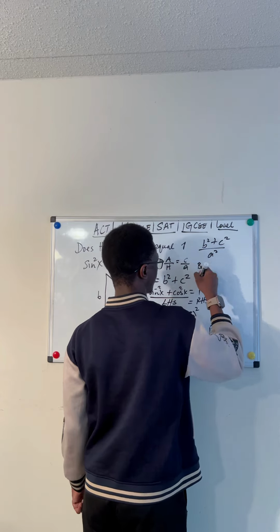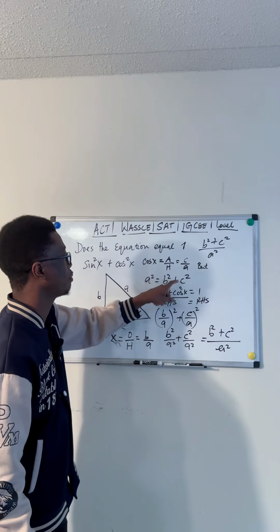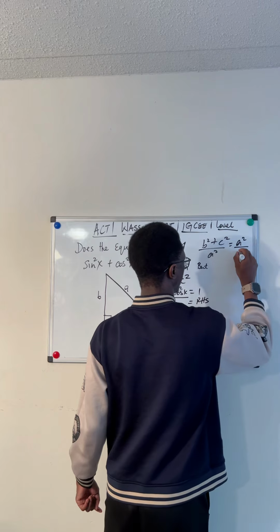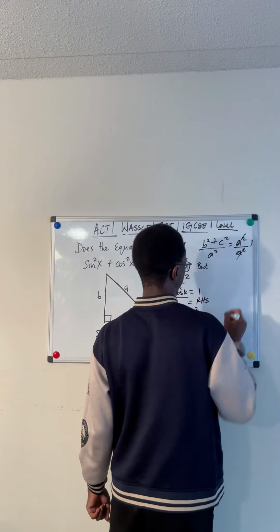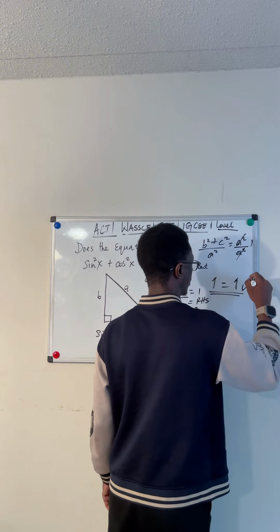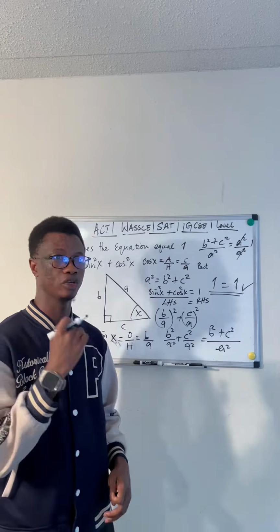But remember, what is B square plus C square? Let's come back to this equation. B square plus C square equals A square, right? So the whole of the top becomes A square divided by A square, which becomes 1. Hence, the left hand side is 1. The right hand side is also 1. That is the proof. That's how you prove that. Easy. Do you understand this?